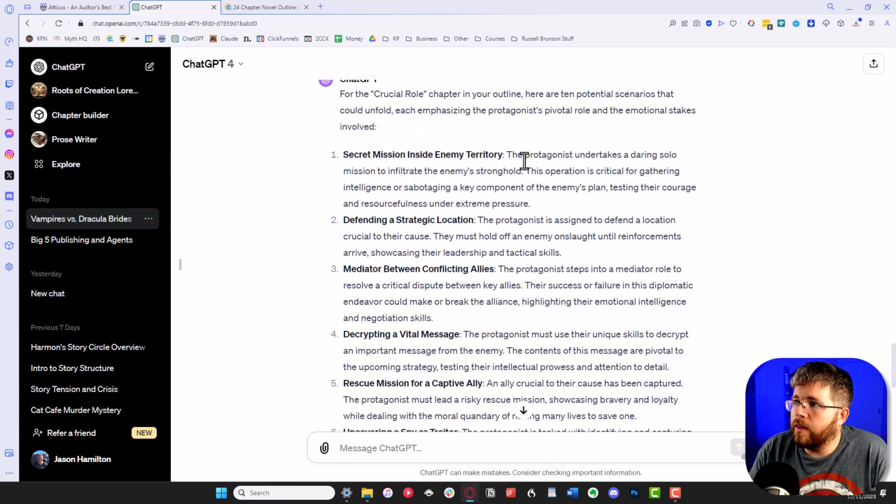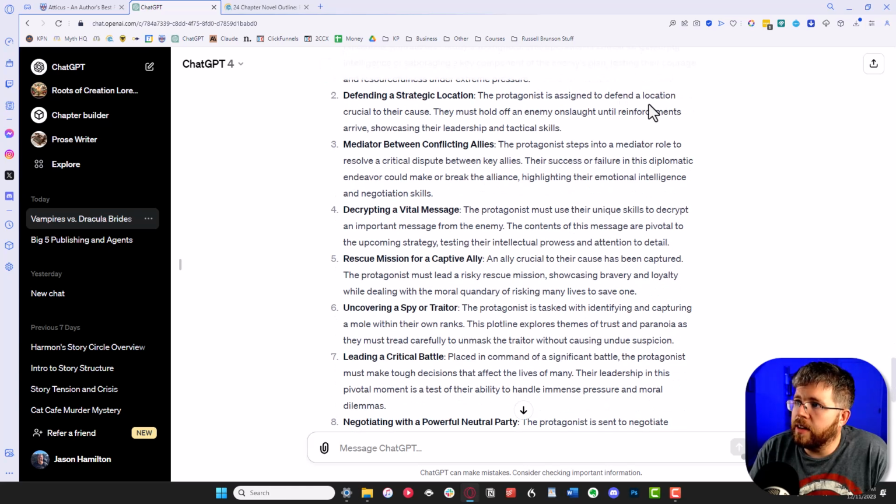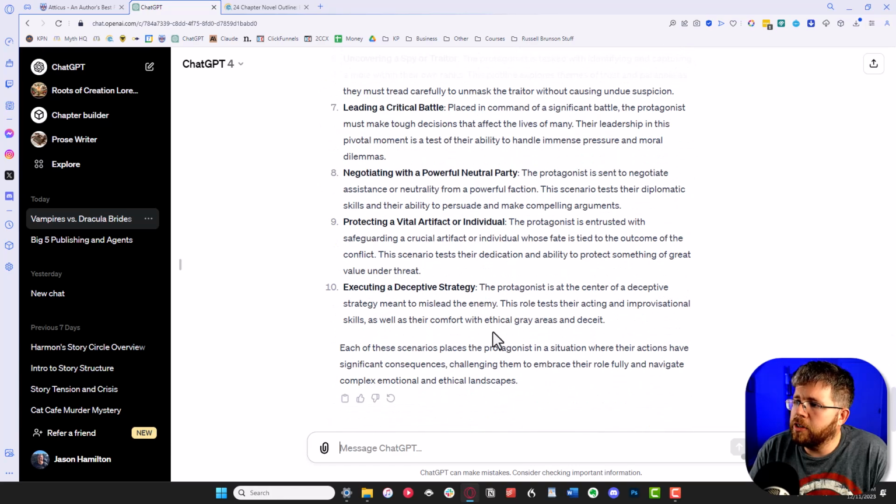So it gave us a couple of options. The protagonist undertakes a daring solo mission to infiltrate the enemy's stronghold. This operation is critical for gathering intelligence. The protagonist is assigned to defend a location crucial to their cause. So this is giving us a bunch of kind of vague answers here.